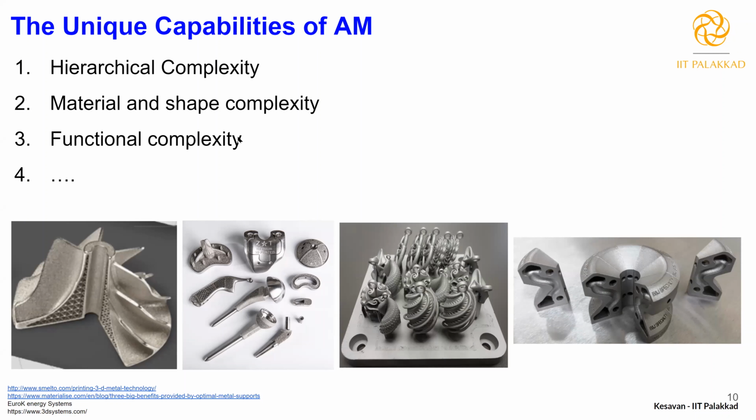And functional complexity. For the functional complexity, I'll again quote the die component. You see here, in order to meet the functional requirements, it has different complex parts at the interior. So making such complex cooling channels, called conformal cooling channels, would be very difficult by conventional manufacturing processes. So these we can classify under unique capabilities of additive manufacturing, that are possible only by additive manufacturing methods, right?